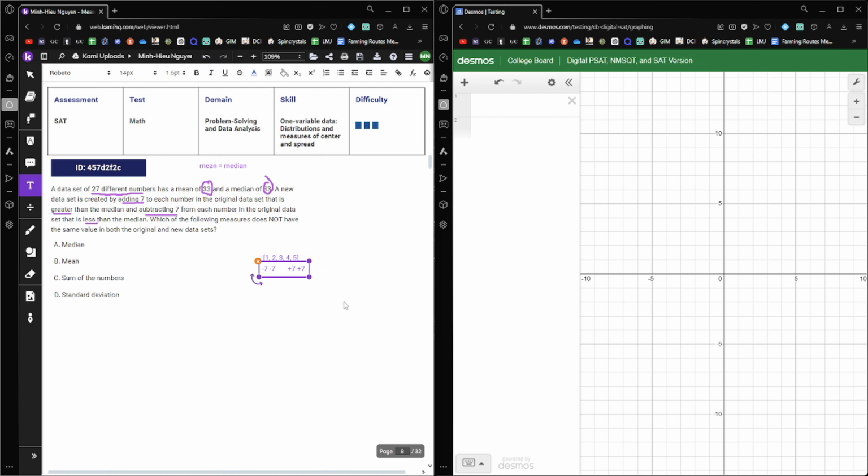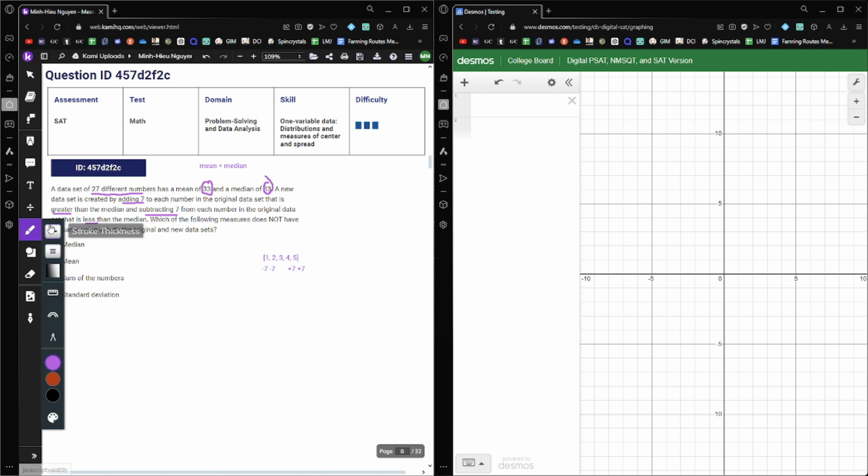Now, one thing I do want to notice here is that the median, or 3, never changes. So that means that something that didn't have the same value, it's not going to be the median because the median stayed the same. And we also note that the mean right here is also equal to the median. So that means that the mean also didn't change. So we can get rid of A and B.